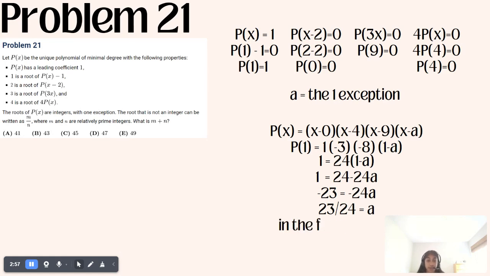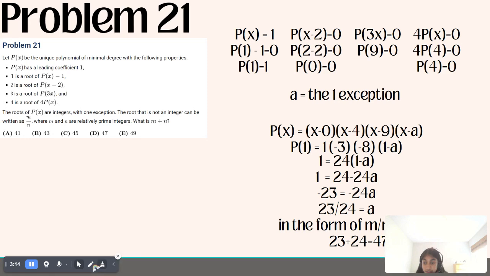Now doing what the problem asked. Let's say in the form of m divided by n, this is equal to 23 divided by 24, which we already said. So then we add the two. It's 23 plus 24, which is equal to 47. So the answer is D. So this is the answer.